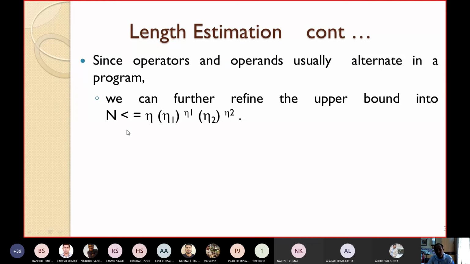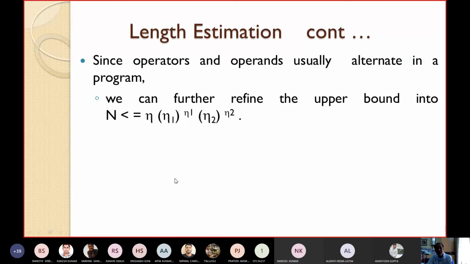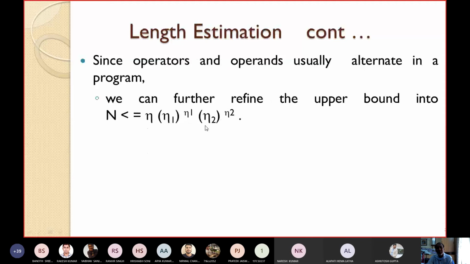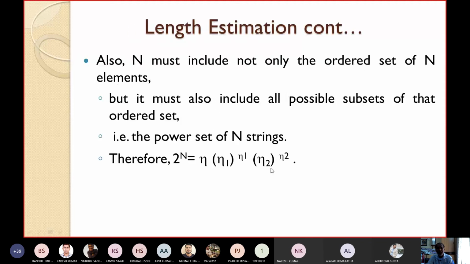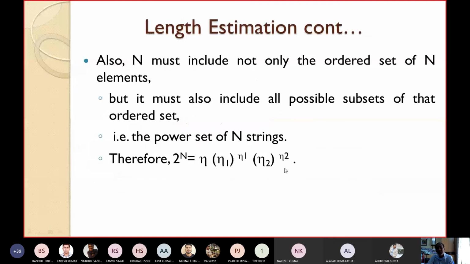So now, this left hand side N is replaced with what? All the possible subsets of the ordered set, that is the power set of n, that is 2 to the power n. So now N is replaced with 2 to the power n, the less than or equal to is replaced by equal to, and the right hand side remains the same: η into η1 to the power η1 into η2 to the power η2. Now this is 2 to the power N is equal to this. Please simplify. You can easily simplify.